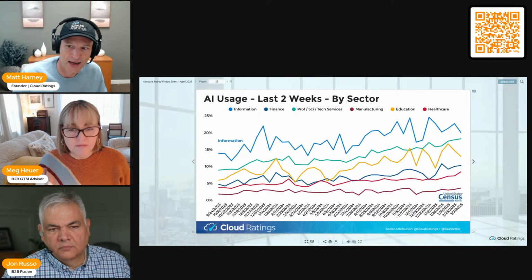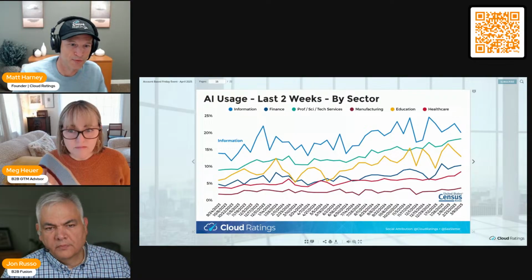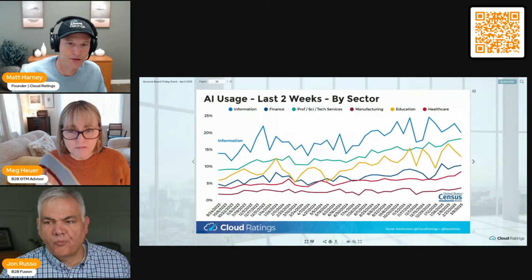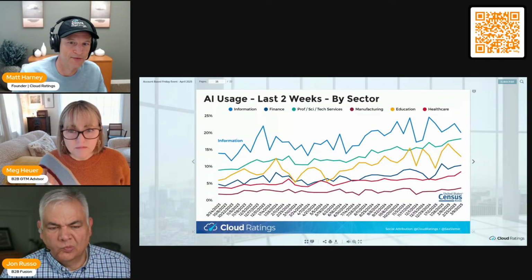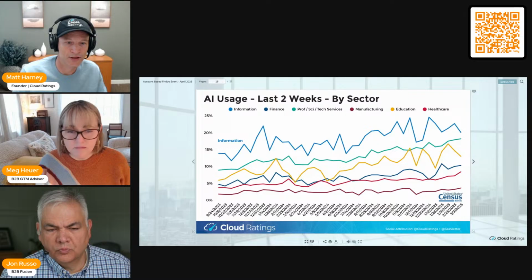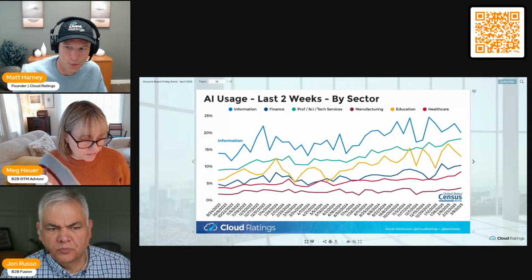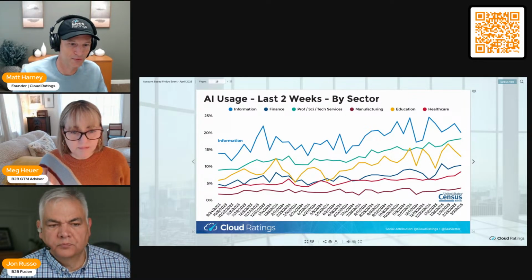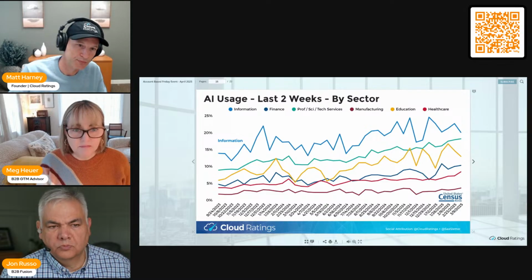And you also see that at the sector level. Information, which is census terms for technology, or similar things like professional, scientific, technical services, are adopting in the high teens ratio, but something like manufacturing is 2 or 3%. So very, very small.